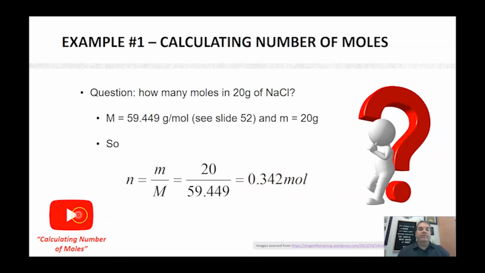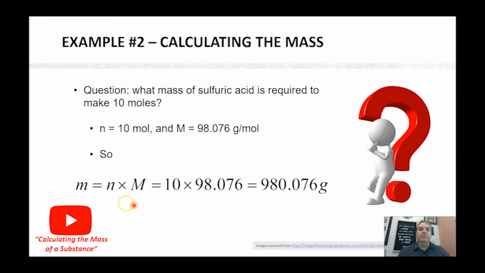Again, there's a video here with some more examples if you want to go into this in a little bit more depth. If we're calculating mass though, we use mass equals number of moles times molar mass, using that triangle from a couple of slides ago. So what mass of sulfuric acid is required to make 10 moles? Well, we have 10 as our n value. The molar mass is 98.076. Again, we worked that out a couple of slides ago.